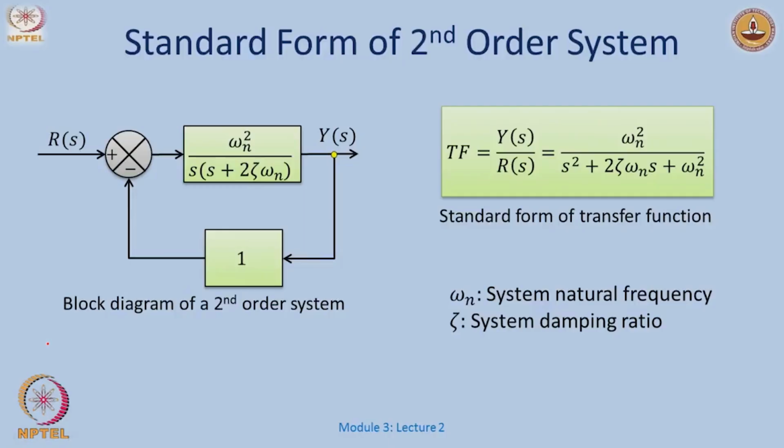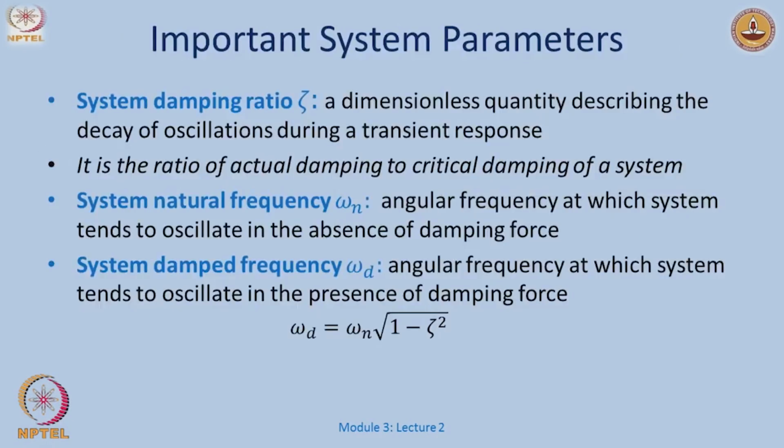Some terminology which will shortly be clear: omega n is what I call the natural frequency of the system. Zeta is the system damping ratio. Let us just remember it with these names at the moment and we will see slowly what they mean. Just some properties of it. The damping ratio is a dimensionless quantity and it describes some kind of damped oscillation during the transient response of a system. So, this we will leave to the next lecture or the lecture after that.